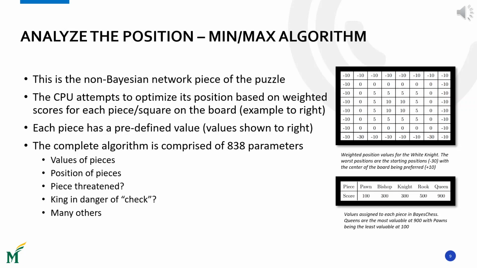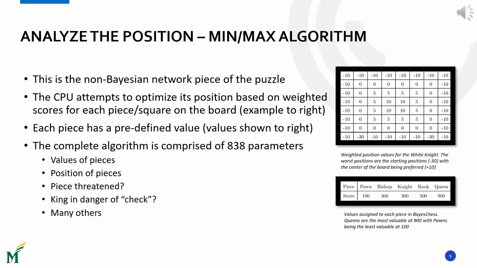But we also see that it doesn't like knights on the edge of the board, which is another generally accepted principle in chess. It favors pieces in the middle of the board, as shown by the highest score of 10 in the center of this grid. Each piece has a predefined value in the BayesChess engine. These are shown on the bottom right of this slide. These are pretty standard. As we can see, the bishop and knight have matching rankings. The pawn is the lowest, the queen is the most valuable.